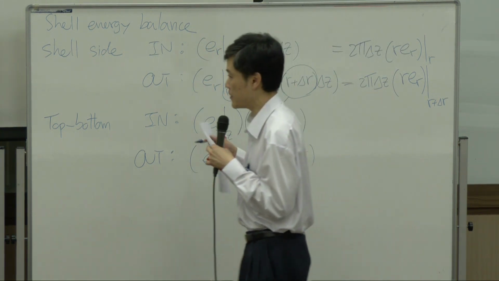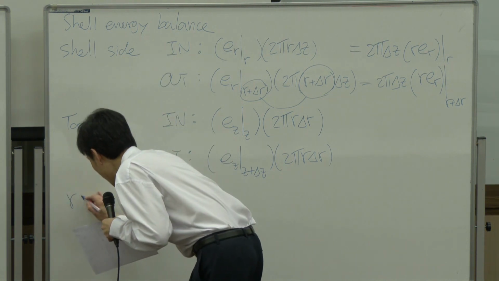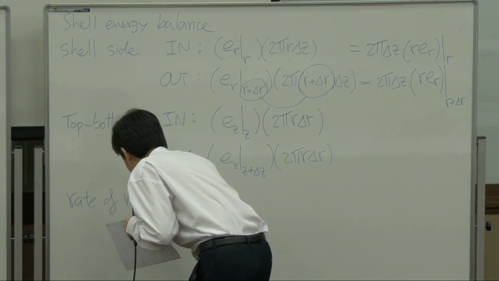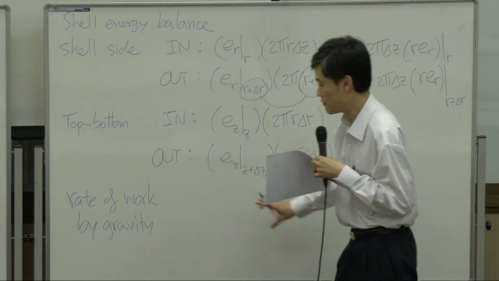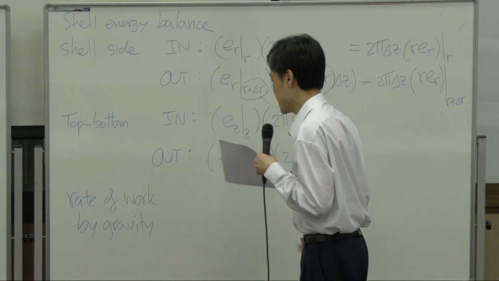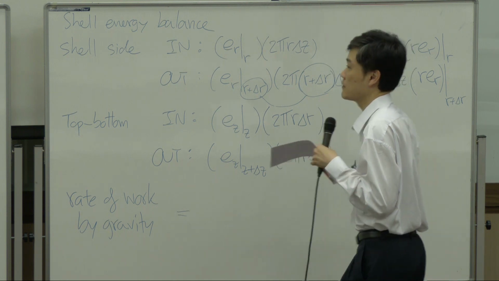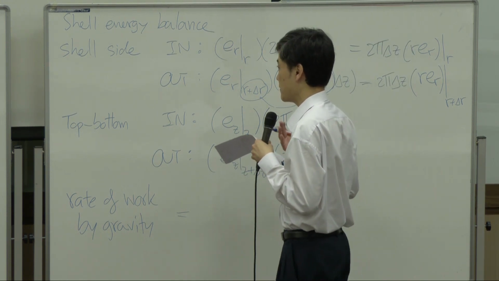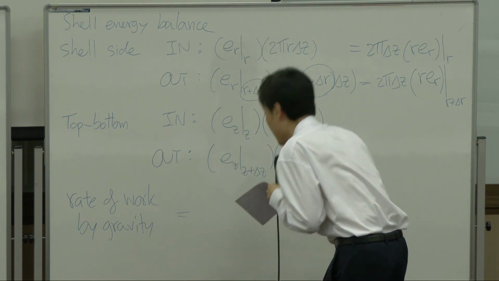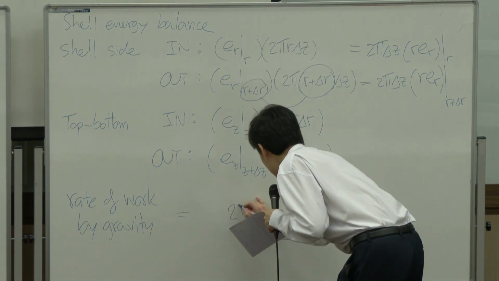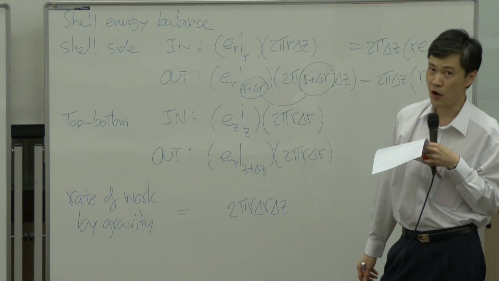So the rest of the terms would be the term relating to external work, or work by external force. The last term would be the rate of work by gravity. If you recall, I told you that this term would be related to gravity only. Okay? So for this work, the gravity force is basically the weight of the fluid within the shell. So basically you need the volume of the shell multiplied by density. The volume of the shell is the area highlighted in blue, which is 2 pi r delta r, multiplied by the thickness delta z, and that would be the total volume of the shell.